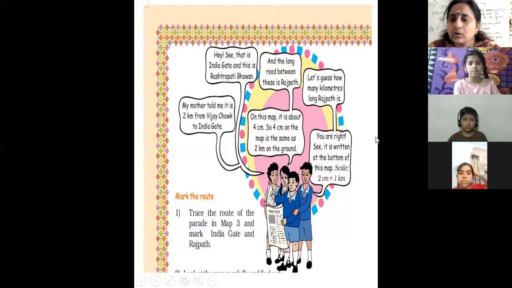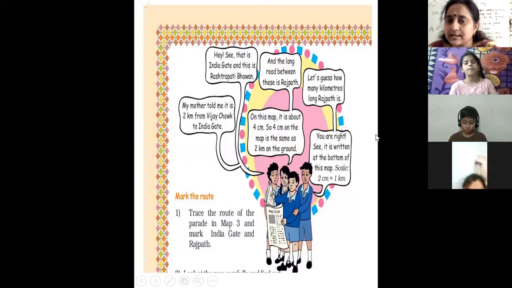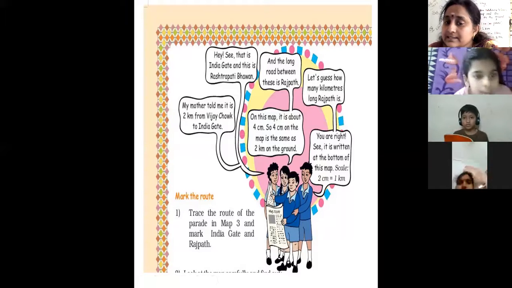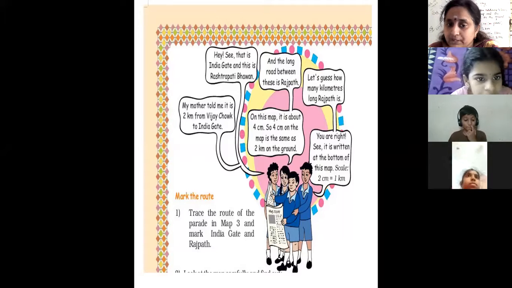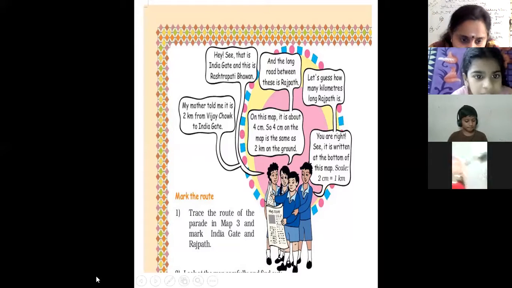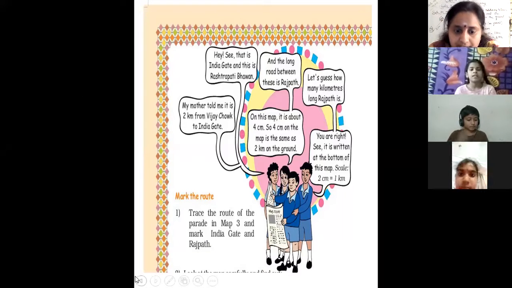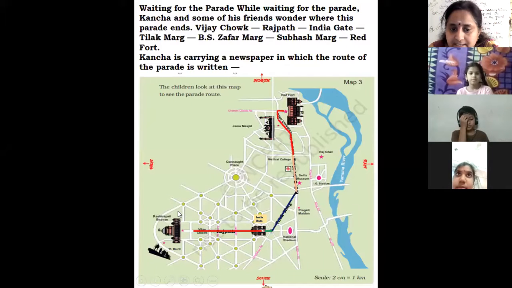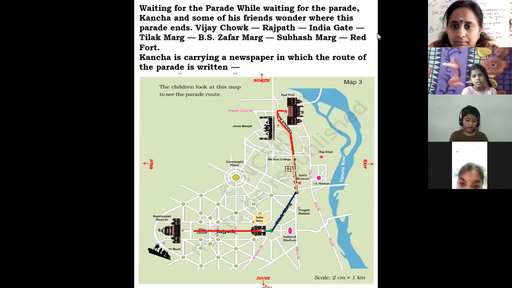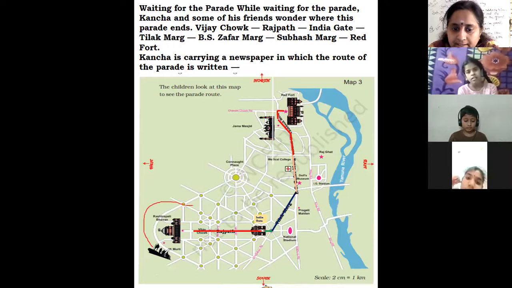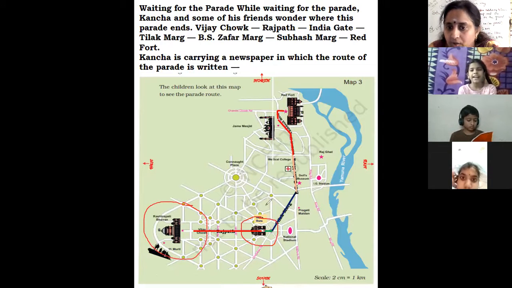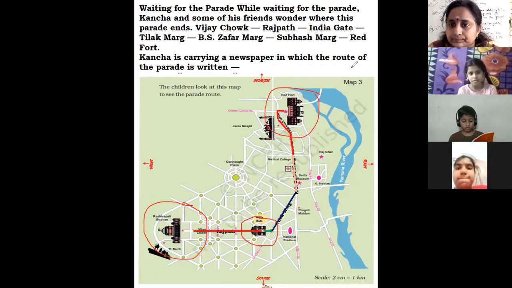Now, here the children are discussing like this. Hey, see, that is India Gate and this is Rashtrapati Bhavan. So, where is India Gate? And where is Rashtrapati Bhavan? Look at it. Here, this is Rashtrapati Bhavan and this is India Gate. Okay, and this is the Red Fort.